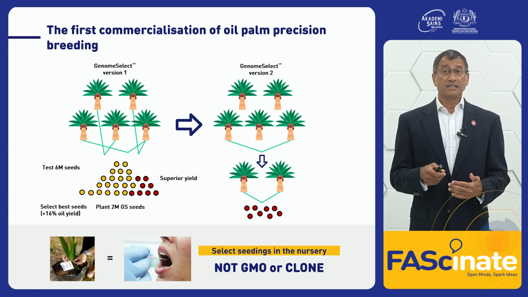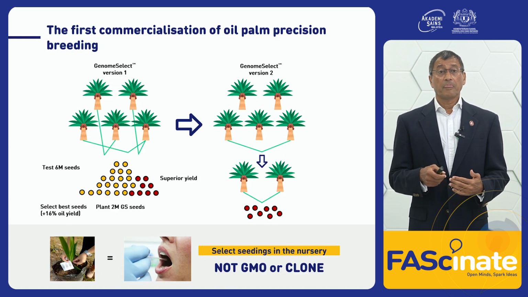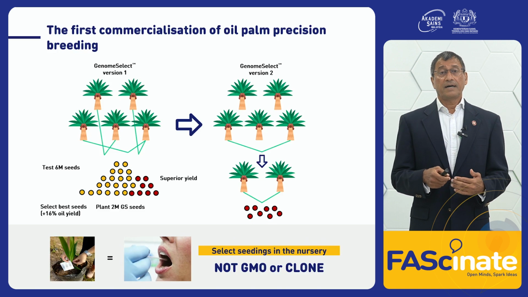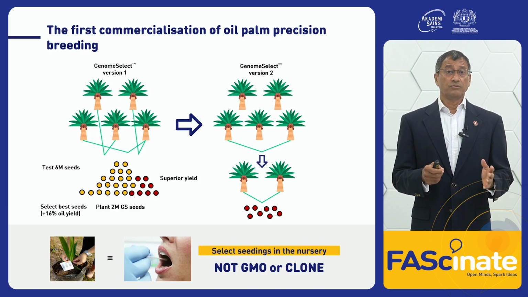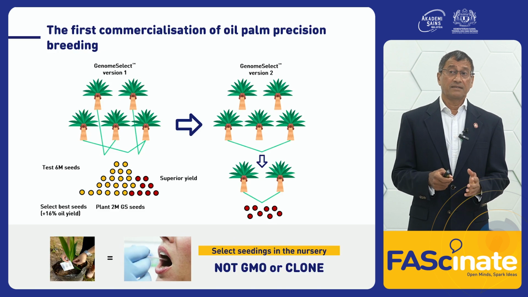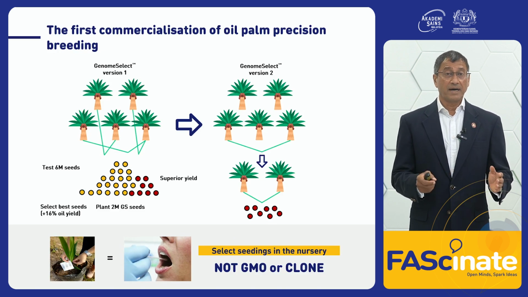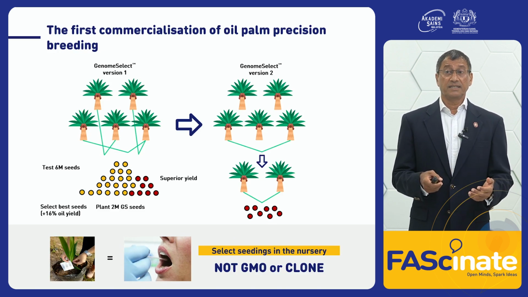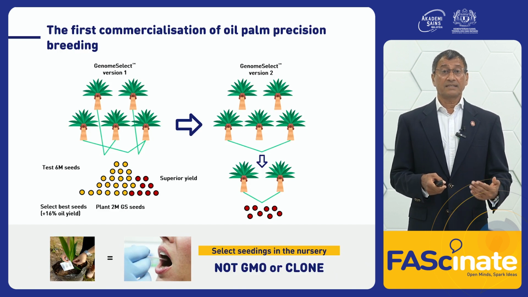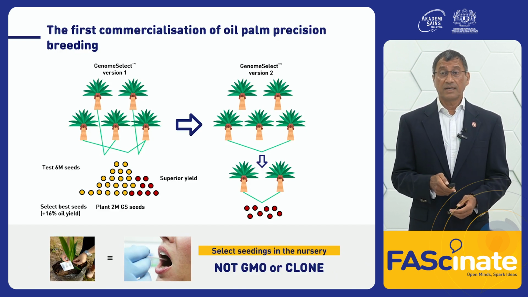From our learnings from the first project, we improved on it by being able to do predictions on the parental materials. So we can predict which parents would combine to produce the best progeny. And then those are field planted. Of course, that requires a lot less effort to undertake.